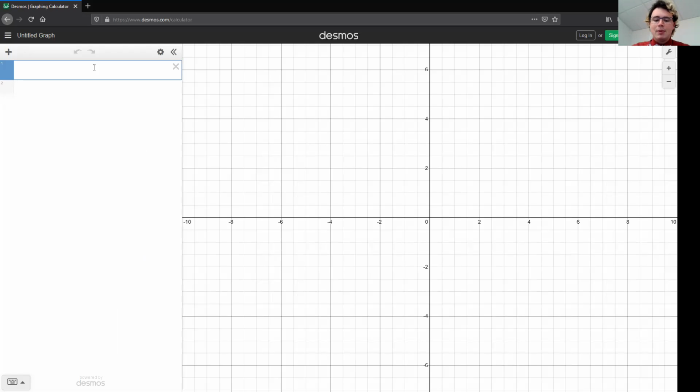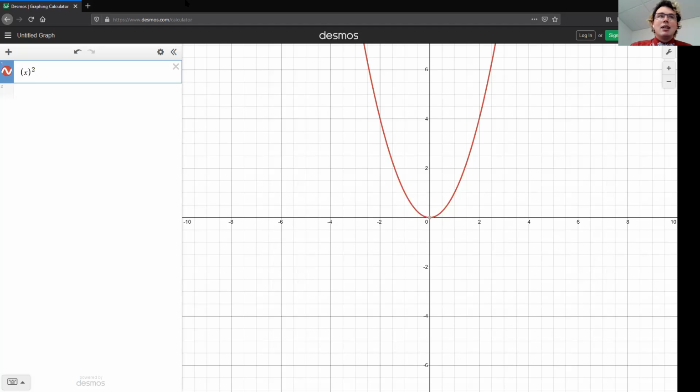So for example, let's take the function x squared. I'm going to write this in parentheses just to facilitate my composition here. The function y equals x squared is a polynomial, so it is continuous.